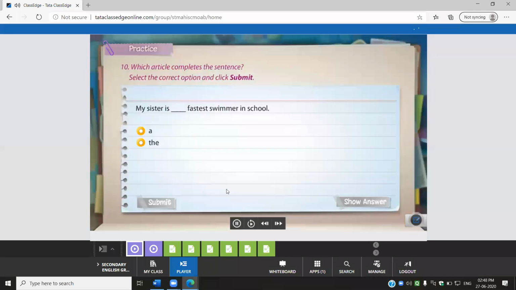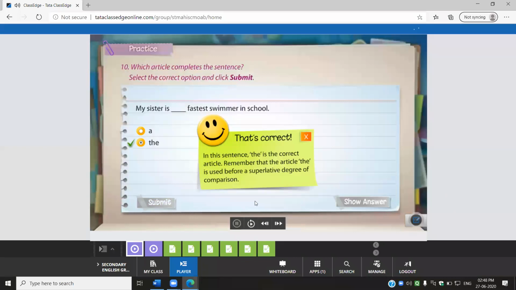Which article completes the sentence? Select the correct option and click Submit. That's correct. In this sentence, the is the correct article. Remember that the article the is used before a superlative degree of comparison.